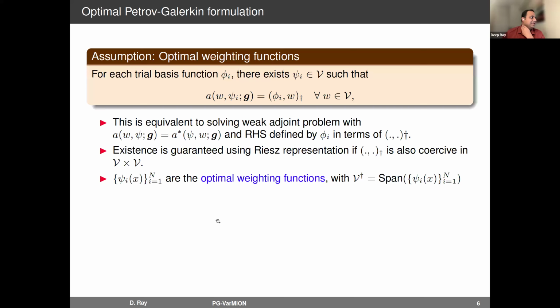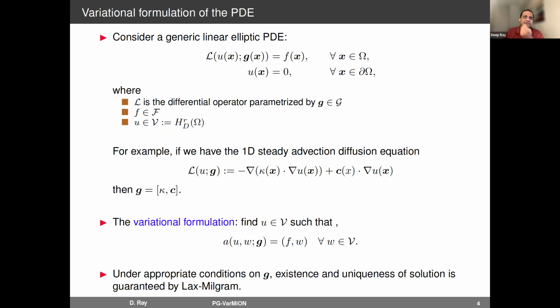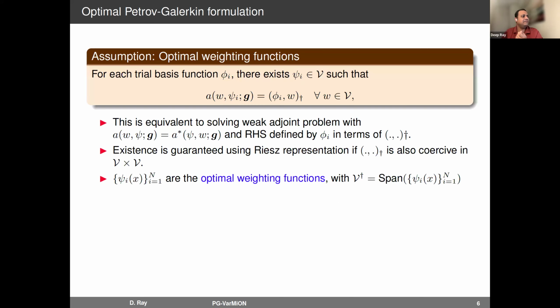So let's assume that for each of the trial basis functions that you've been given or you have chosen, so each phi, there exists a psi I in this function space V, such that this weak formulation holds, which is very similar to what we had earlier. But notice that the W and the psi, which we're trying to determine, have kind of flipped in order, right? So earlier we had A of U, W, and we're trying to recover U. Now we have A of W, psi I, where we're trying to recover the psi I.